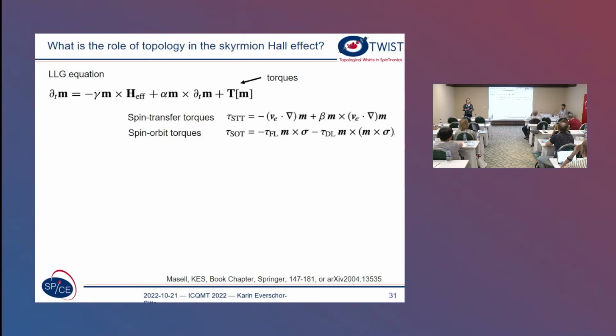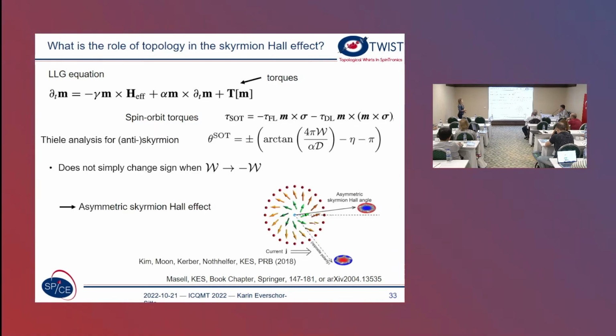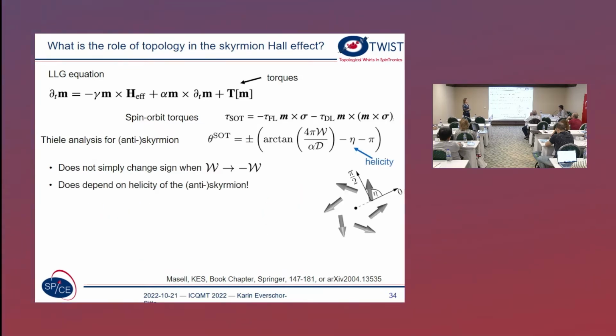So spin-orbit torques, let's look at them now. So with the previous one, we saw the winding number is a key part. So now let's look at spin-orbit torques. If we do the Thiele analysis, we can also compute the skyrmion Hall angle. What we see, it does not simply change sign when we go from plus to minus, because we have these other terms here. So what we see is if we have a plus and a minus polarity, we do get an asymmetric Hall effect. So one of them would, for instance, move a little bit only, and the other one would move a lot in a different angle.